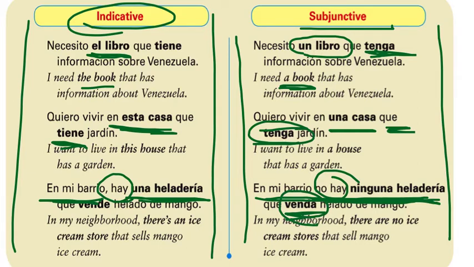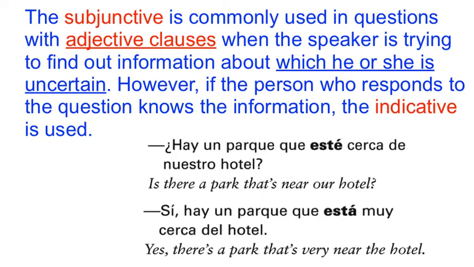Even though you know there isn't any, it's a negative antecedent. The subjunctive is used. I will talk about negative antecedents in a little bit. So now, señoritas, did you know that you can use the subjunctive in questions? Well, let's take a look.